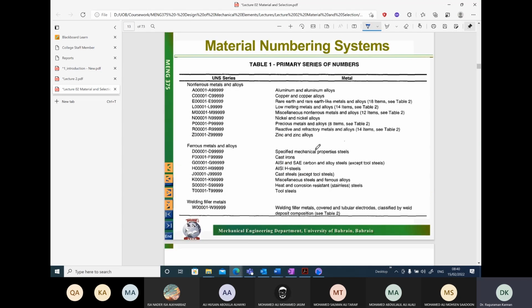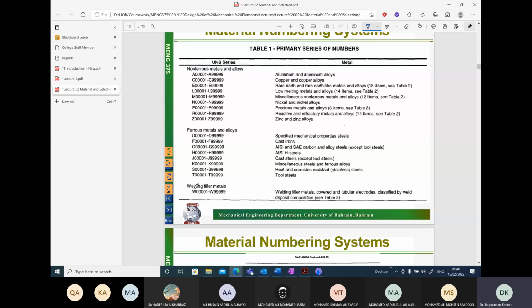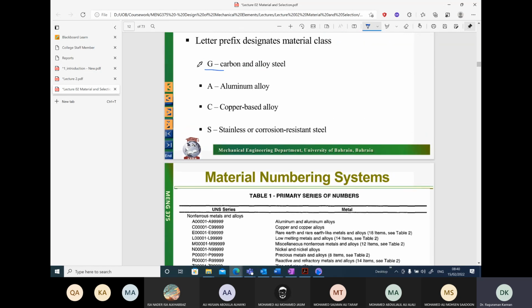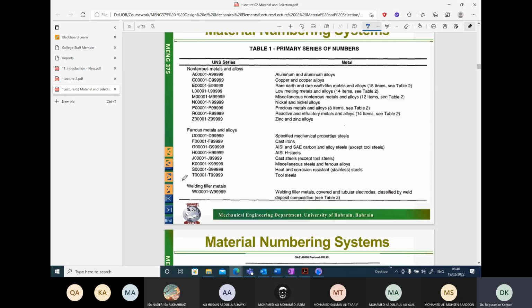Okay, so in the next slide we have the description. For example, W is used for specifying welding materials, T for tool steels, and you can see here S again is used for heat and corrosion resistant stainless steels. S for stainless steels. G is for low carbon steels and other kinds of steels, alloy steels. However, S is specifically for stainless steels.